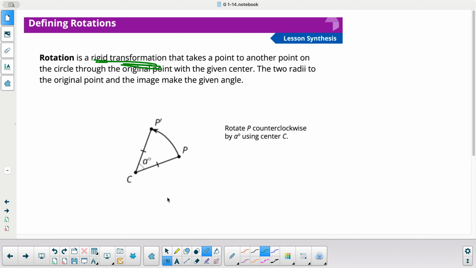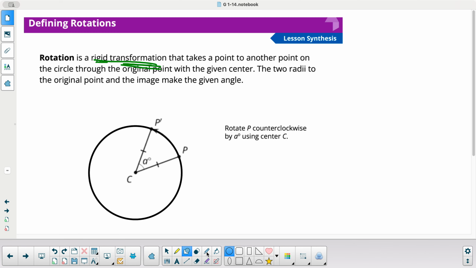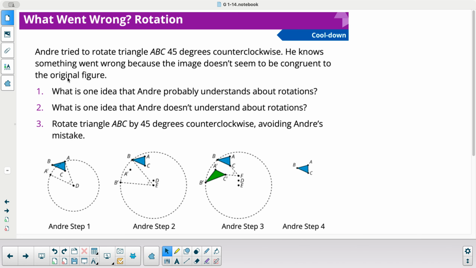So again, think of it like it's traveling on a circle. A lot of times there's no circle actually there, but if I were to draw a circle, you can very easily see that P would rotate on the circle. This angle here, A, equidistant from there. In this case, we're rotating counterclockwise, okay? All right, last thing here.